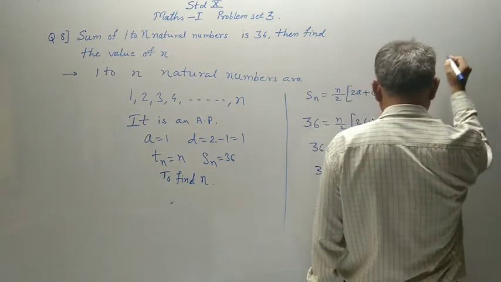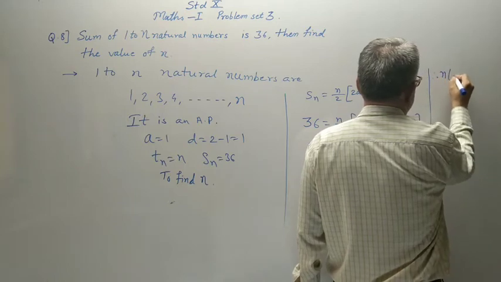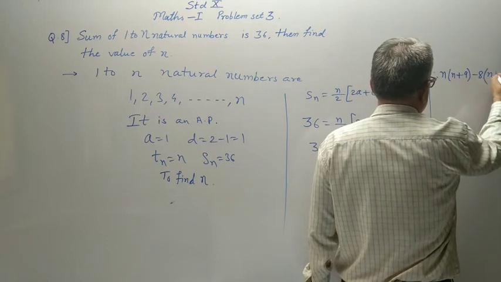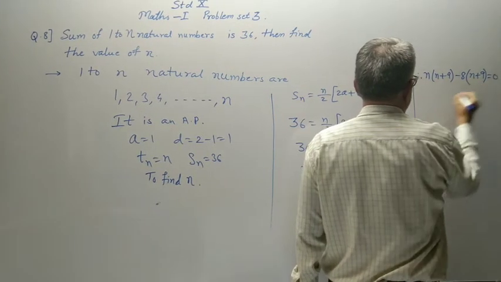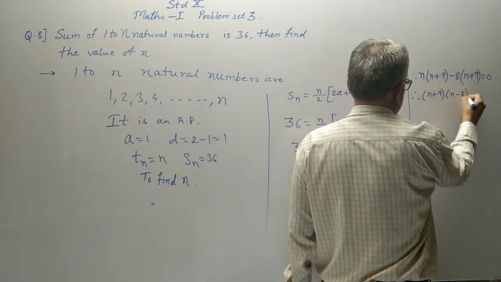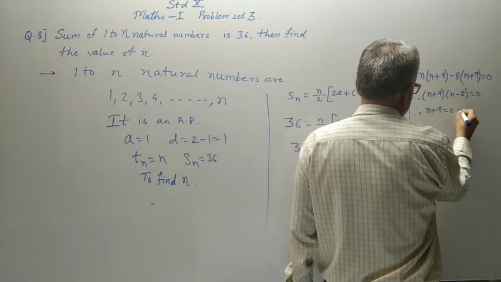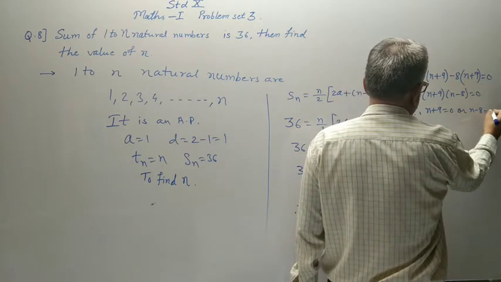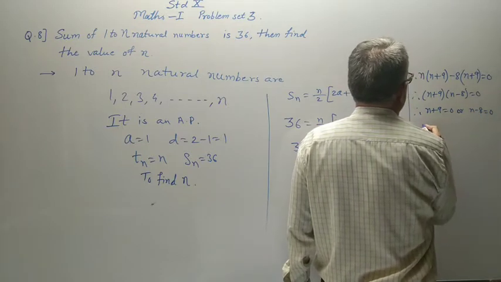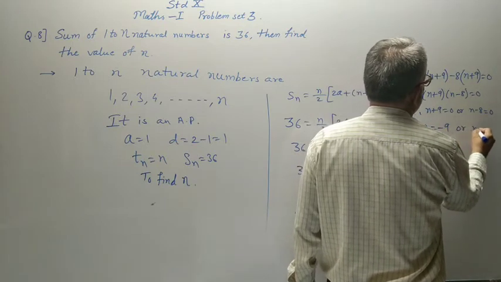Therefore n into n plus 9 minus 8 into n plus 9 equal to 0. n plus 9, n minus 8 equal to 0. n plus 9 is 0 or n minus 8 is 0. Therefore n is minus 9, or n is 8.